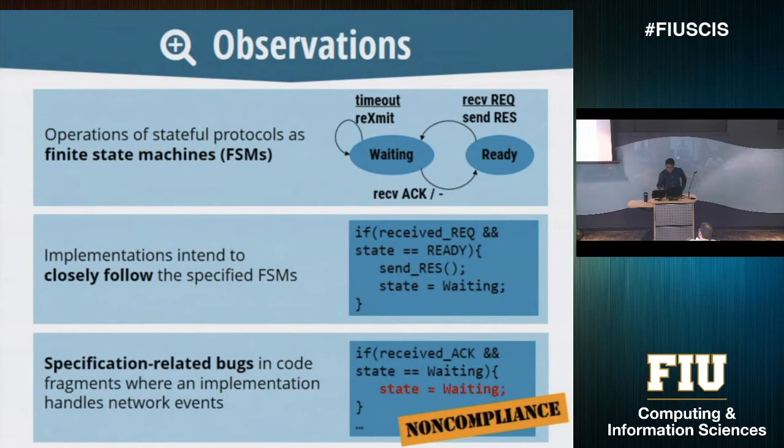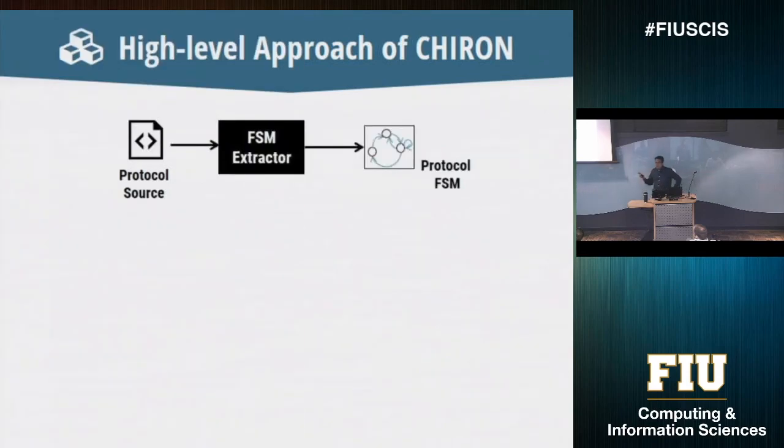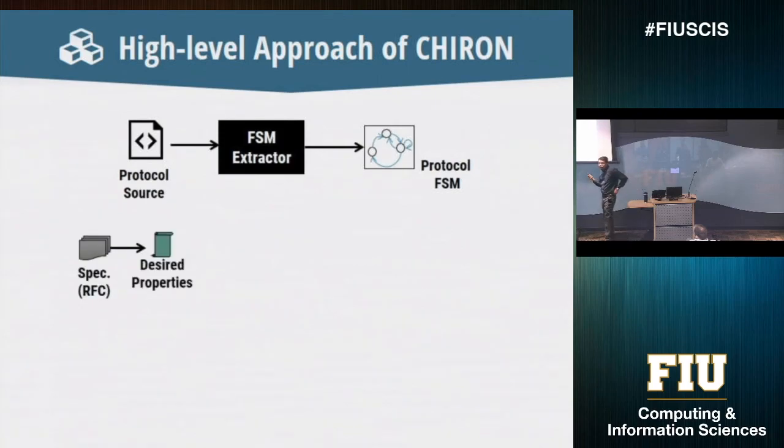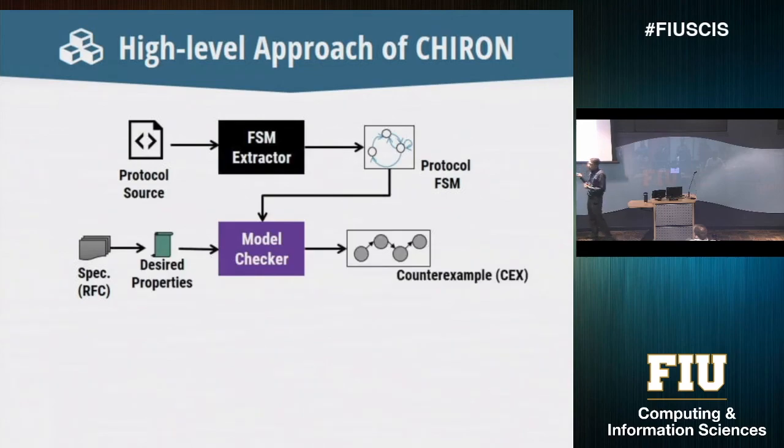So now, how can we detect this kind of issue? At a high level, CHIRON works as follows: given a protocol source code, it will extract the protocol FSM from the source, and then given the desired properties, which are manually derived from the specification, we feed these properties and the FSM to a model checker, which checks whether this FSM satisfies these properties or not. If there is a violation, it will provide you a counterexample.